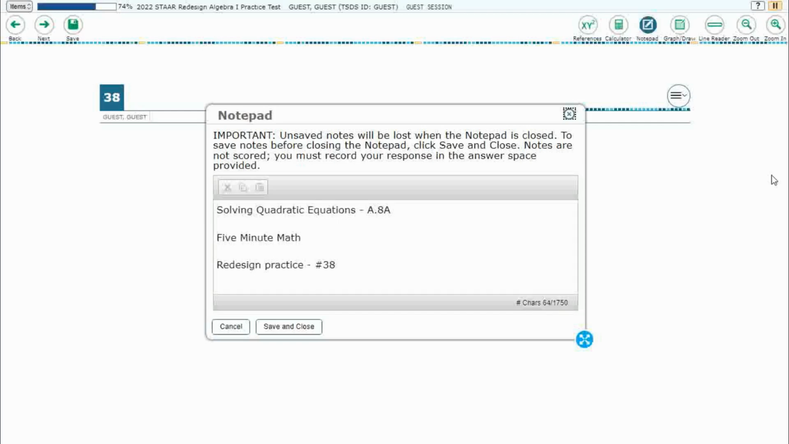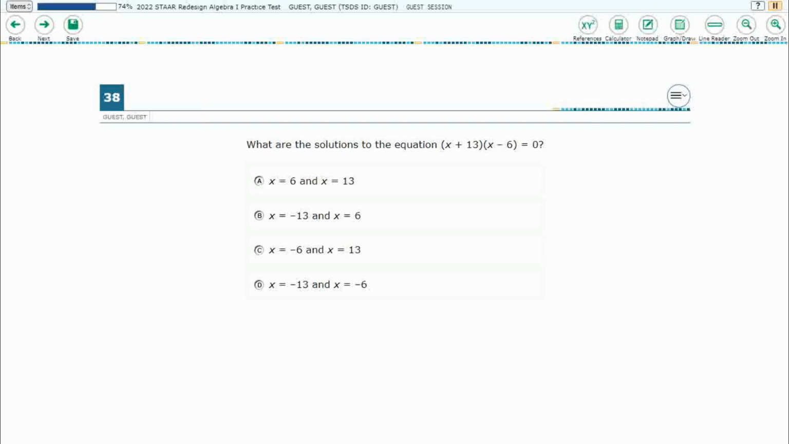Today we are looking at the Algebra 1 concept of solving quadratic equations. This is standard A.8A in the great state of Texas, and we are using item number 38 of the Redesign Practice Online STAAR Test. If you haven't done so already, please take a moment to pause the video, work this problem out on your own, unpause it, and we will look at our answers together.